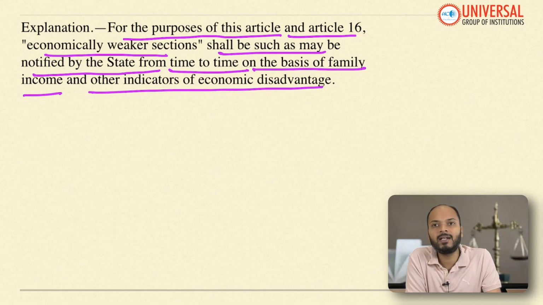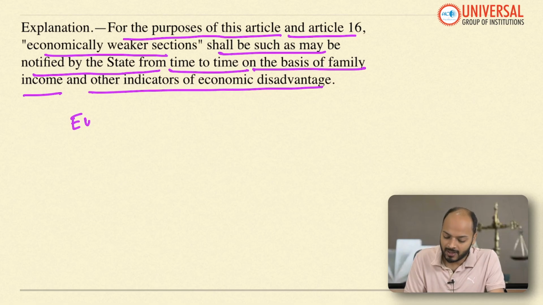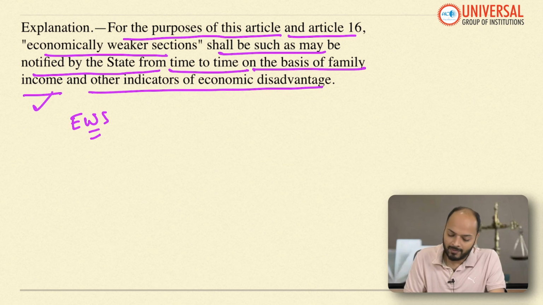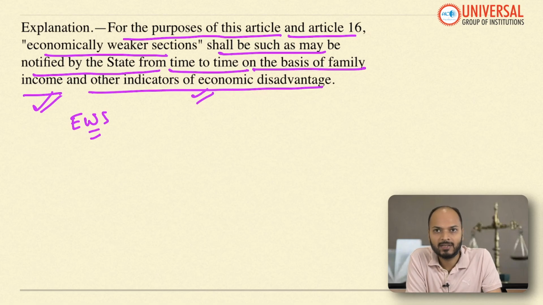So who will be considered as EWS, economically weaker section, will be determined by the state from time to time on the basis of family income or other indicators of economic disadvantage. And hence the government has later on notified the criteria to be considered under the EWS category as well. But I hope it is clear.